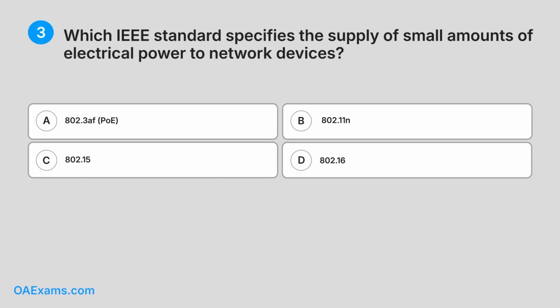3. Which IEEE standard specifies the supply of small amounts of electrical power to network devices? A. 802.3AF, B. 802.11N, C. 802.15, D. 802.16. Can you guess the answer?